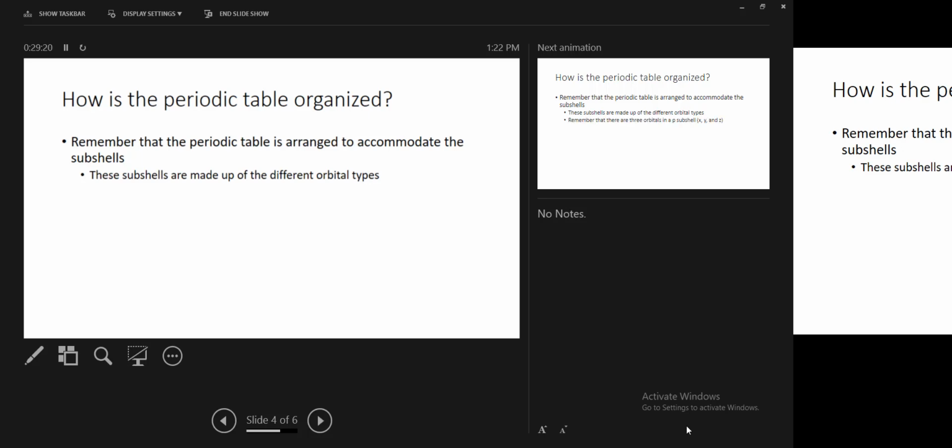You also need to remember that the subshells are made up of the different orbital types. So our p subshell has what type of orbitals? P orbitals, yes. And our d subshell has what type of orbitals? D orbitals. And our s subshell has what type of orbital, since there's only one? S orbital. And our f subshell has what type of orbitals? F orbitals.